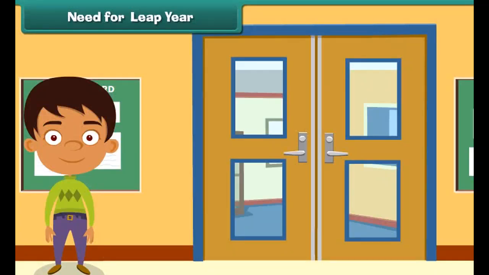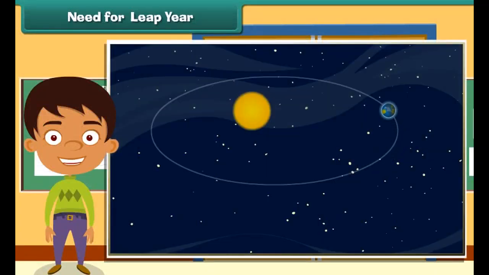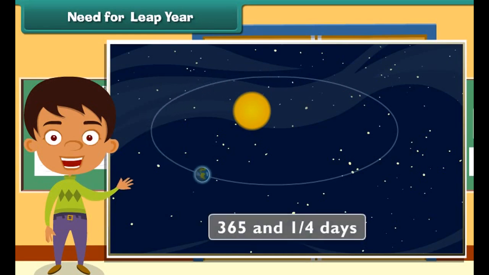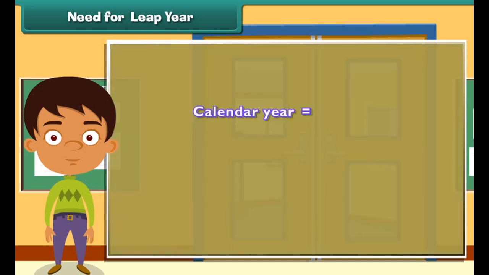Need for leap year. Earth completes 1 revolution around the Sun in 365 and 1 upon 4 days. But our calendar year has only 365 days. So, 1 upon 4 of a day gets left out every year. In 4 years, the left out 1 upon 4 add up to 1.